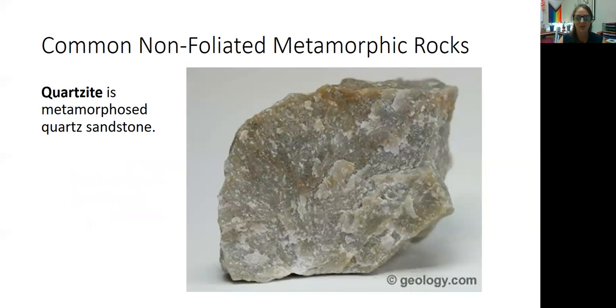Another example of a non-foliated metamorphic rock is quartzite. The quartzite is metamorphosed quartz sandstone. So if you start with the quartz sand that we have on our beaches, it becomes cemented together to form a rock. That's a sedimentary rock that we're going to learn about next time. But if that sedimentary sandstone undergoes intense heat and or pressure, it can become quartzite.